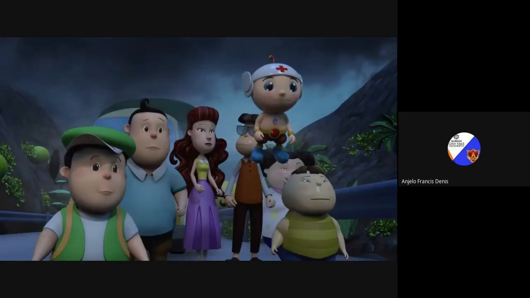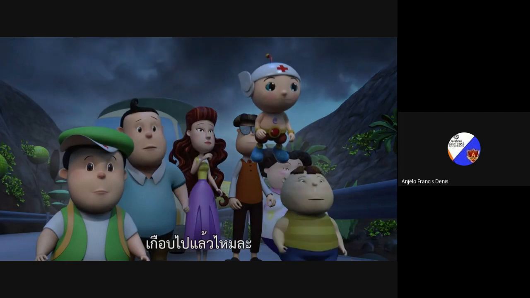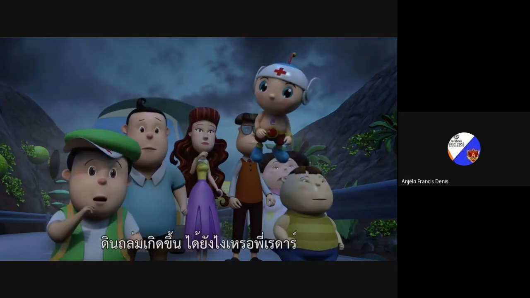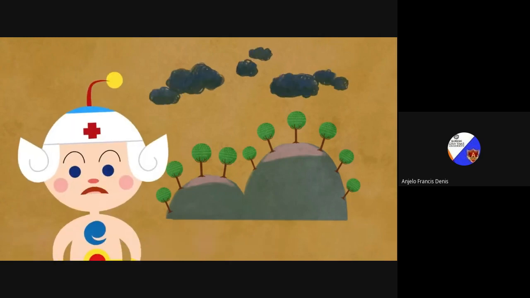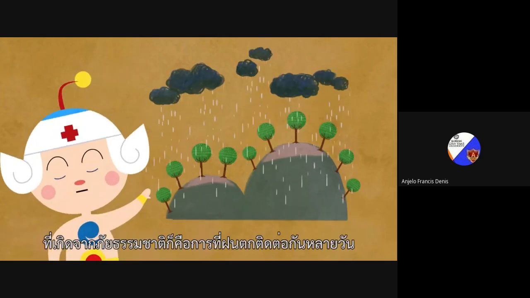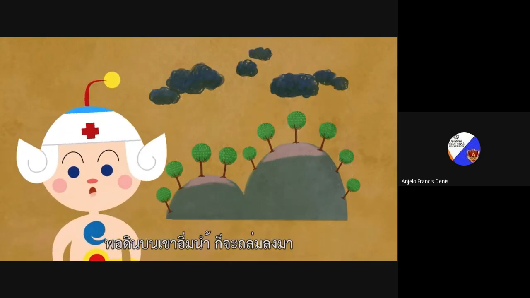We are lucky the car stopped in time. That was a close one. Mr. Radar, why do landslides occur? There are many reasons for landslides. Two main causes are human activities combined with heavy rainfall.